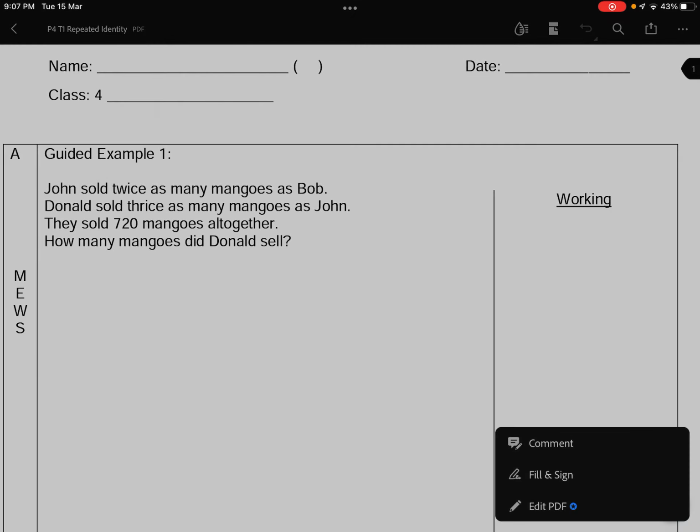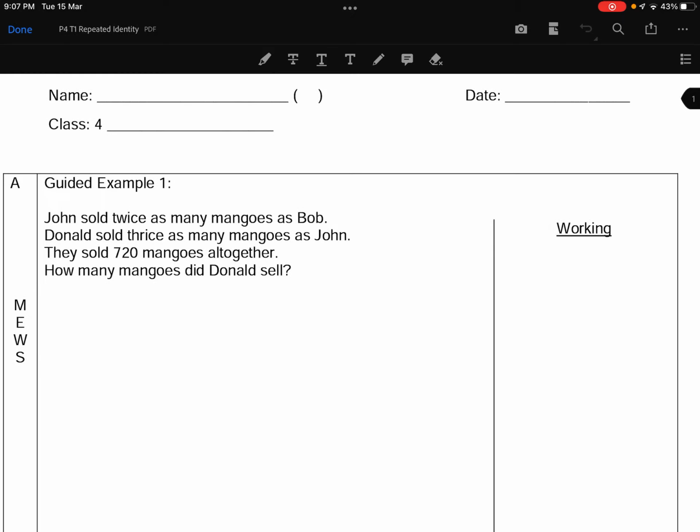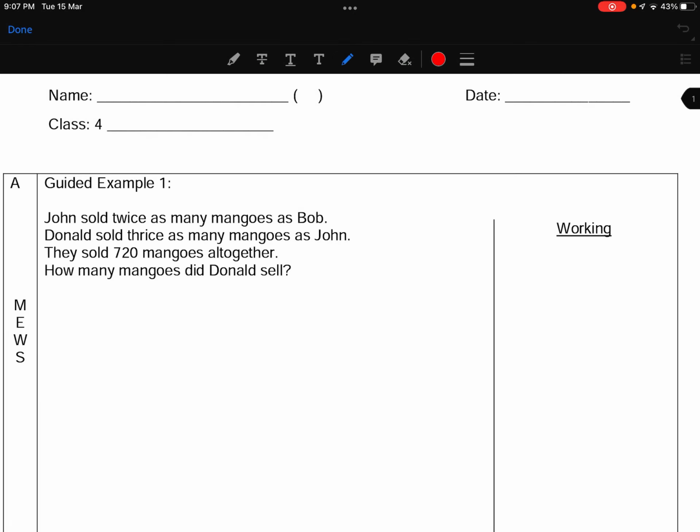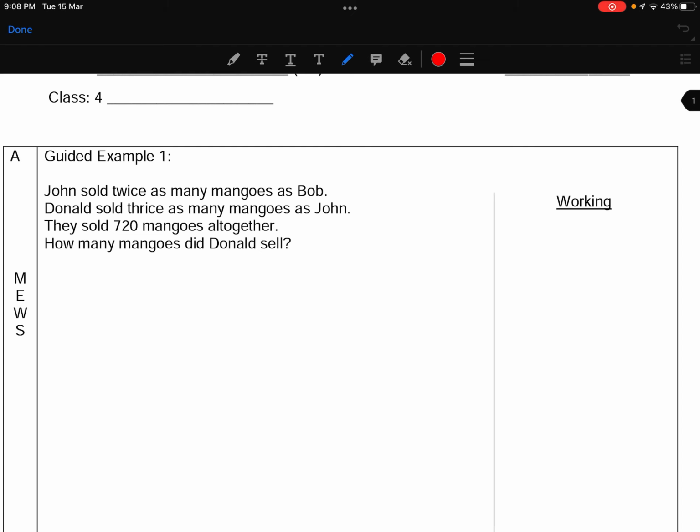So if you find that it's very difficult for you to catch up, you can probably just pause the video and you might want to review the video again. But if you still have questions or any doubts that you're not very sure of, remember to come and look for me in school. Alright, so I'm going to go to guided example number 1.